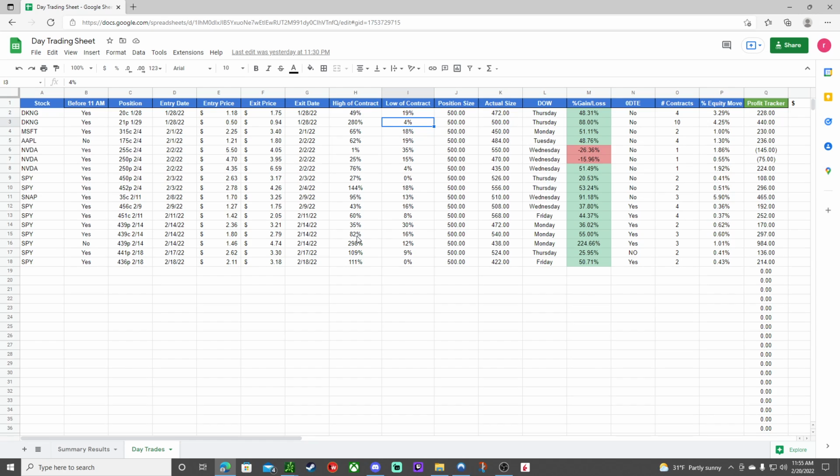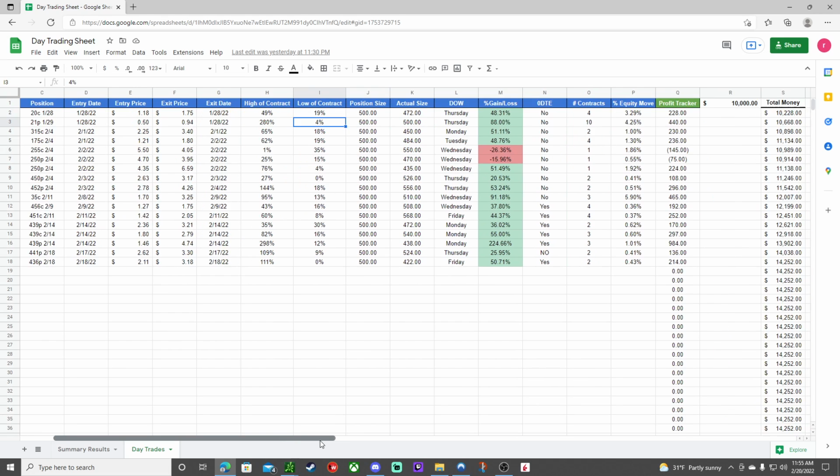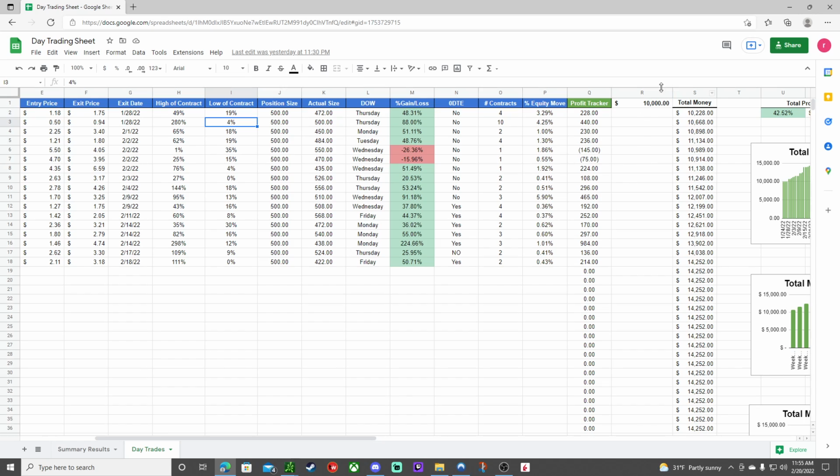The high of the contract after you got in, the low of the contract after you got in. The position sizing: I did $500 position sizing. That's not my sizing, but this is a small enough sizing for everybody; they should be able to trade. So if you had a $10,000 account, $500 is like 2% of your account. You can manage that easily. You can lose $500 in a day and it won't hurt you.